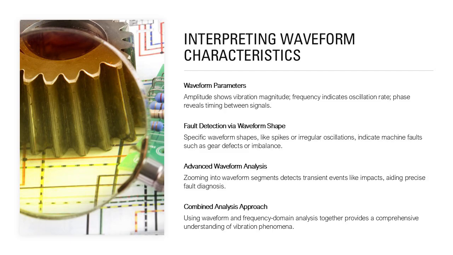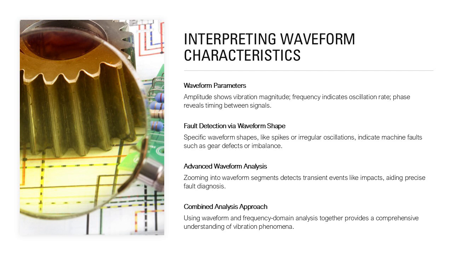Interpreting waveforms involves analyzing amplitude, frequency, and phase relationships. Amplitude represents the magnitude of vibration, which correlates with energy levels in the system. Frequency indicates how often oscillations occur per unit time, and phase describes the relative timing between multiple signals.